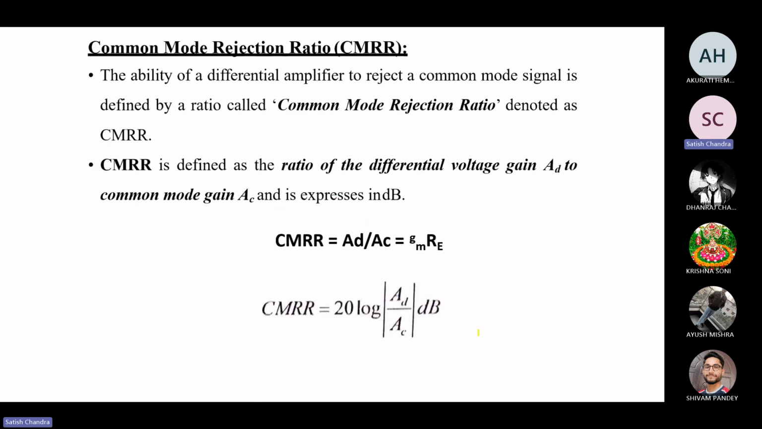Now come to the common mode rejection ratio, which I have already mentioned. It tells that the common mode rejection ratio is going to be very high, because it is nothing but AD by AC. We already know the differential gain is higher than the common mode gain. So that is going to be Gm RE. And if you represent it in decibels, the equation is given below. That is also called by the short name CMRR.